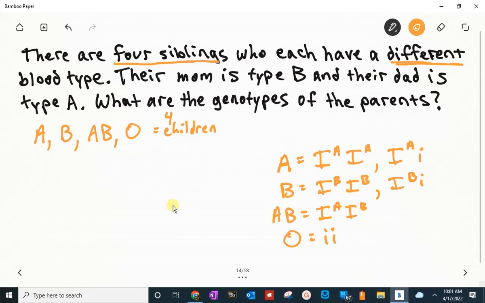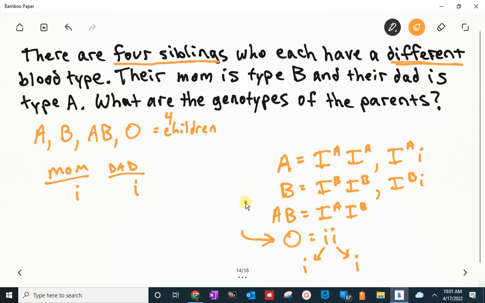So what are the genotypes of the parents? Well, if you have one child that is recessive for both alleles, type O, then doesn't that mean that each parent has to have contributed a lowercase i? So we know that both mom and dad each have at least one lowercase i in their genotype.